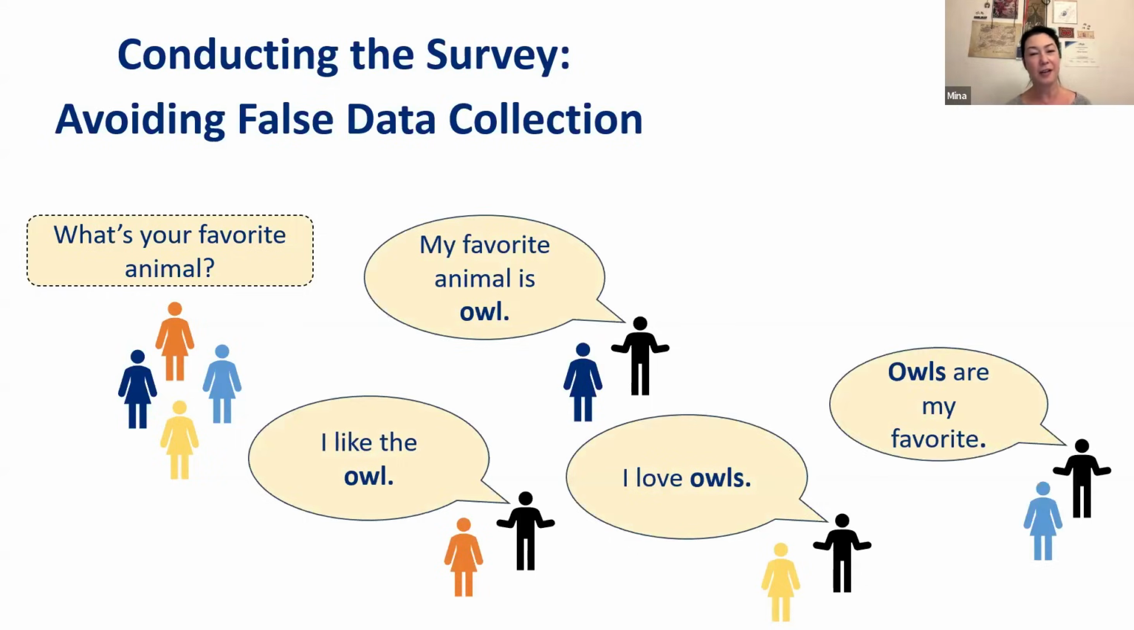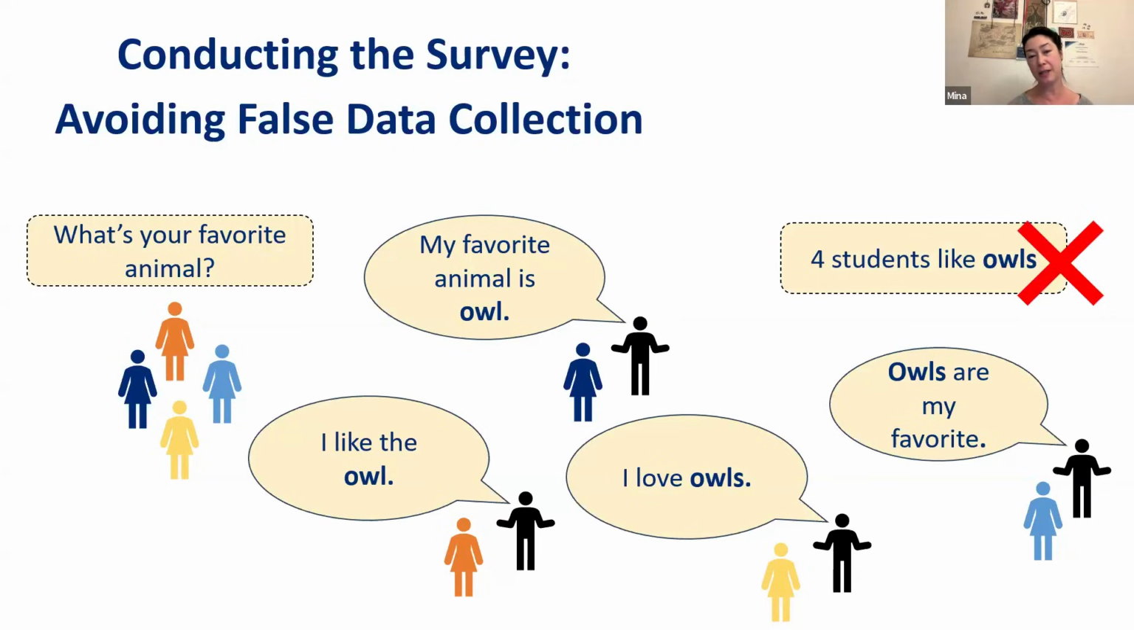So after all four members of the group have asked, "What is your favorite animal?" they come back together and share their information, and they find four students in the class like owls. But this isn't true. Actually, there's only one student in the class that likes owls. So this is a little bit of a problem.